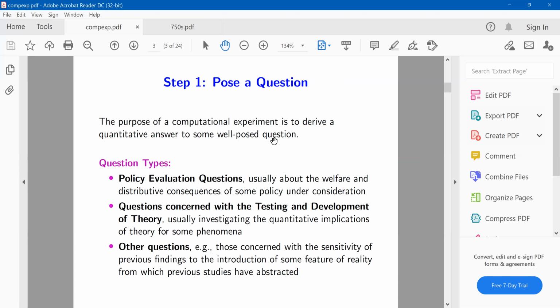So you may use the computational experiment for other types of questions as well, but typically this list, these types of questions, cover almost all of the stuff that you can do with the computational tools.